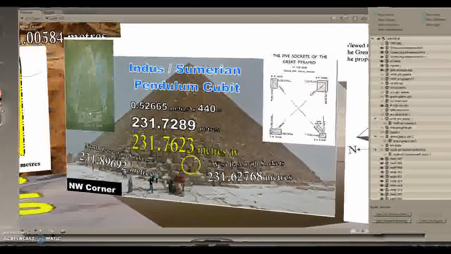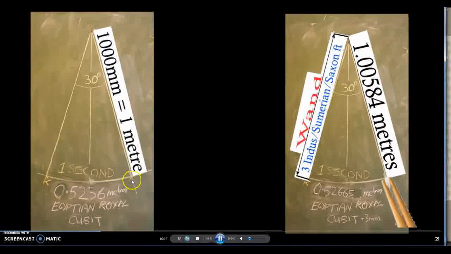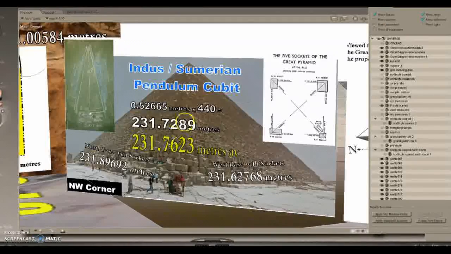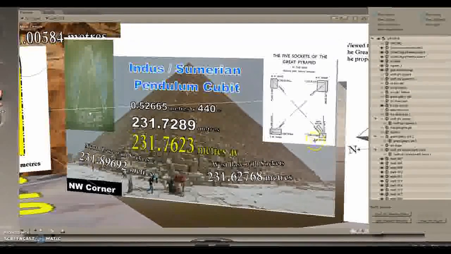But if we include, so again, now we're looking from the northwest corner. I misspoke last time and said it's the northeast corner. It's actually the northwest. And this Indus Sumerian cubit describes the base of the Great Pyramid, now including the sockets. The Egyptian royal cubit times 440 describes the pyramid itself. So 440 royal cubits is the base length of the Great Pyramid, whereas 440 Indus Sumerian pendulum cubits describes the base of the pyramid, including the sockets.